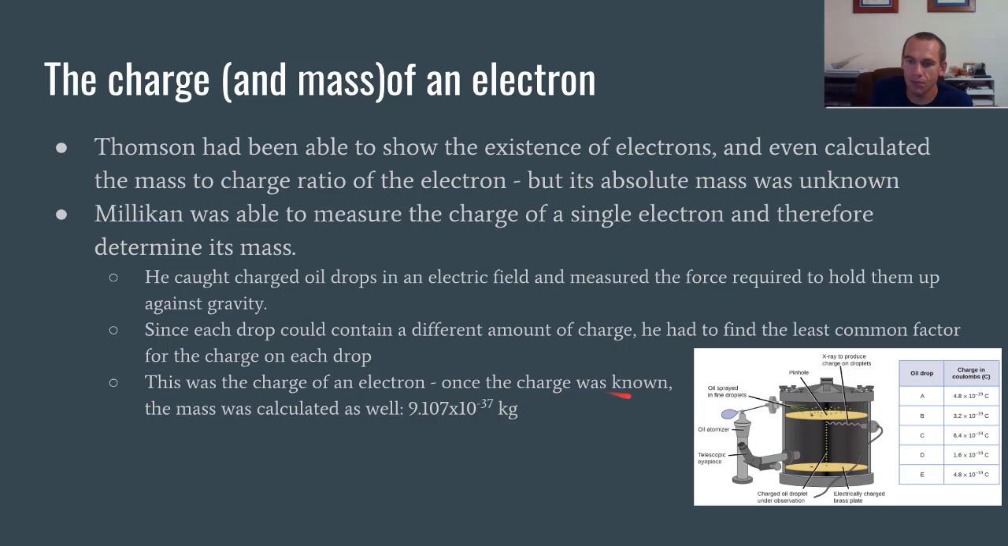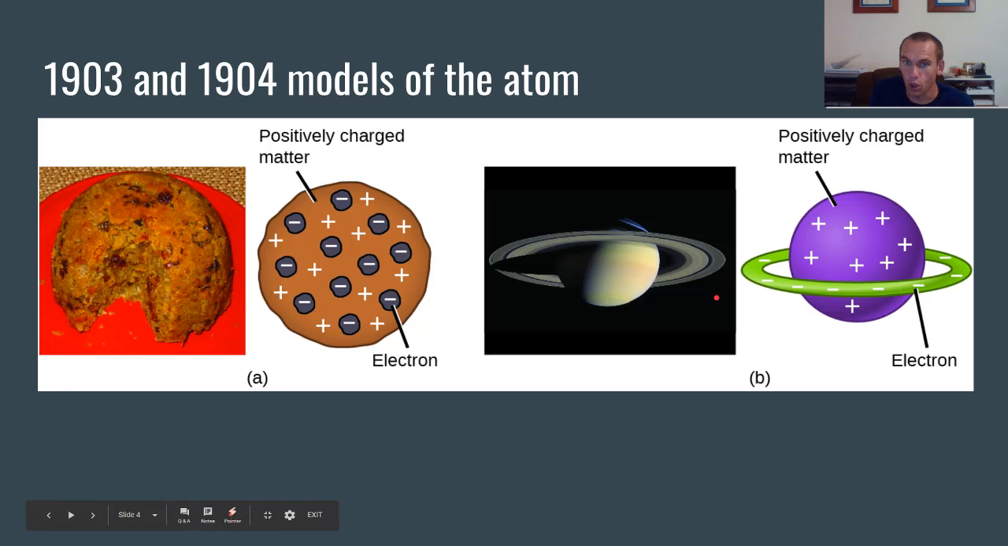And so he was actually able to measure the charge on the electron, which allowed the mass of the electron to be calculated, which is this tiny little number here, times 10 to the negative 31st kilograms. So Millikan was able to show that these things are indeed really, really small.